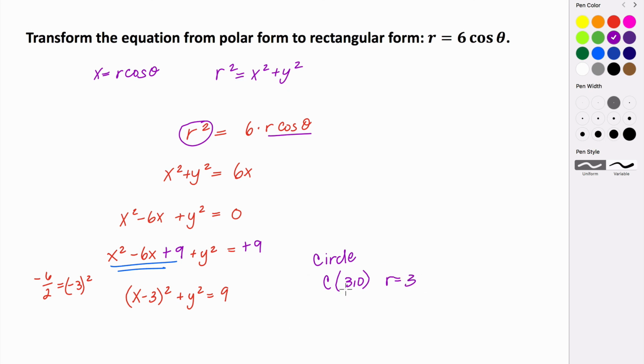So if we were going to graph this, we would just put the center at 3, 0, and then its radius would go out 3 units in all directions, and then you would just draw your circle.